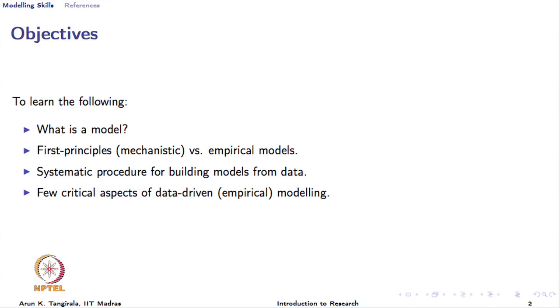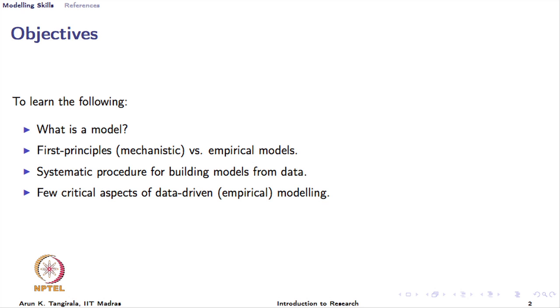Of course, all of us know what is a model, and this term model is used in many fields with almost similar connotations, but it is good to really clarify it up front so that we are all on the same platform, and then move on to learn what are first principles and empirical models. Now, essentially these are not just models, these are also modeling approaches. The first principles approach is a fundamental approach, whereas the empirical approach is a data driven approach. And then we shall quickly go through a systematic procedure for building data driven models.